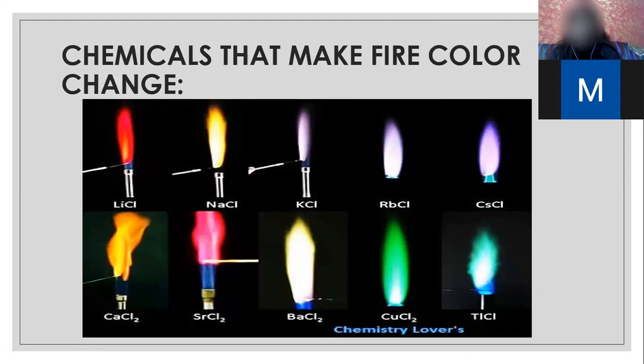Now, chemicals that make fire color change. Here are some examples of the chemicals which are used and which give different colors of fires. Here we can see that lithium chloride gives red color. Sodium chloride gives yellow color. Potassium chloride gives purple color. Here are some more examples. We can say that every element gives a different color, and the chemicals are responsible for their fire color changes.